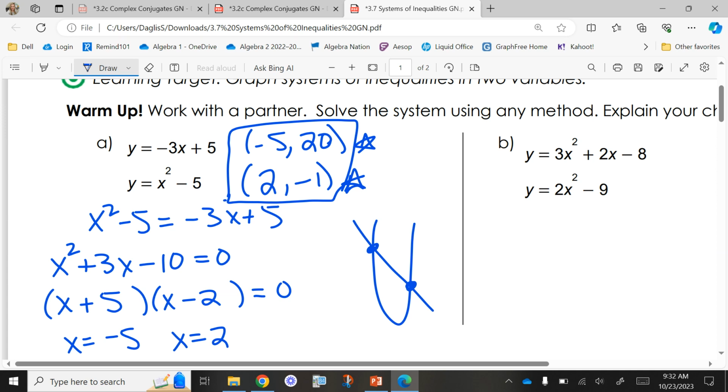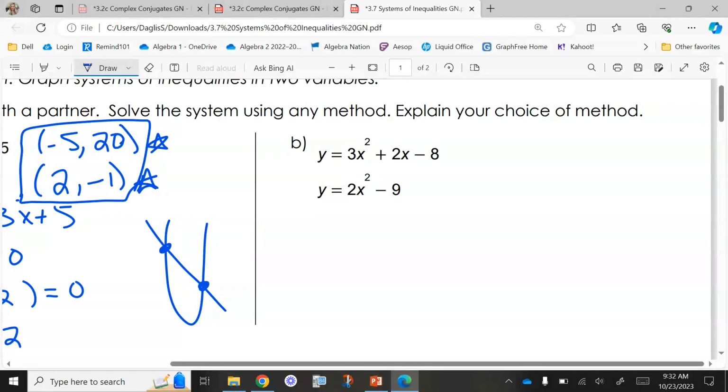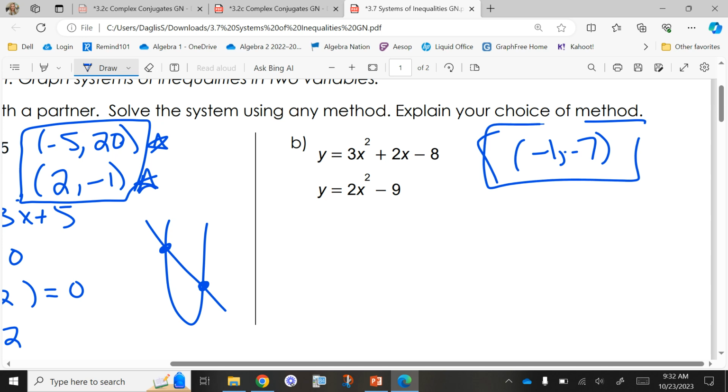All right, part B. Let me tell you the answer. You should get negative 1, negative 7. And only negative 1, negative 7. Which means what's happening with these two quadratics? They're only crossing once, specifically where?